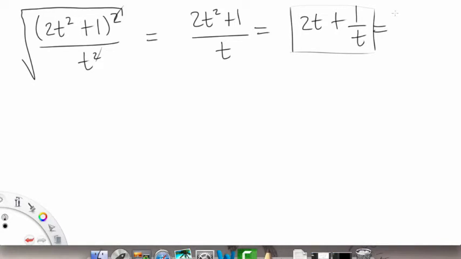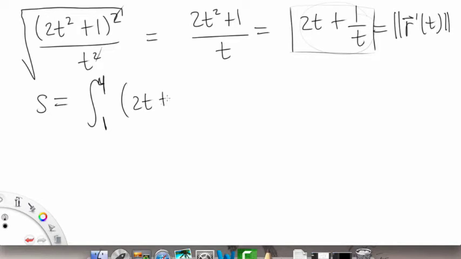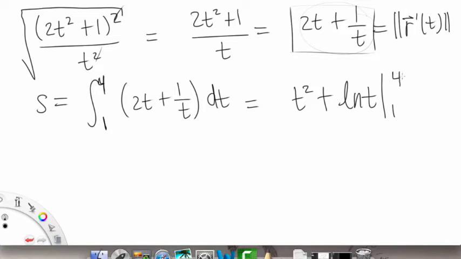I'll write that down here: this is our magnitude of r prime of t. Now to plug it into the arc length formula, S is going to equal the integral from a to b, and remember our bounds were 1 to 4, which is where t ranged. We plug this in, so we have the integral of 2t plus 1 over t dt. Now we integrate like normal, and this is going to turn out to be t squared plus ln t, as t ranges from 1 up to 4.